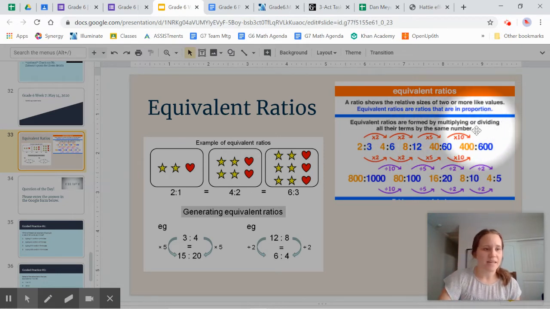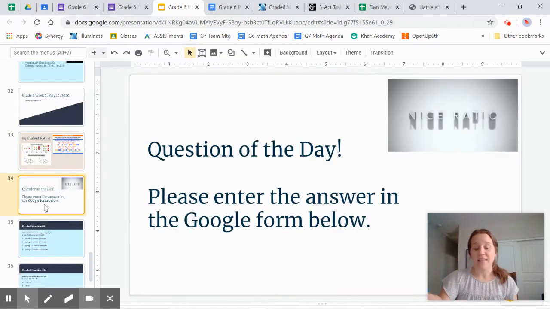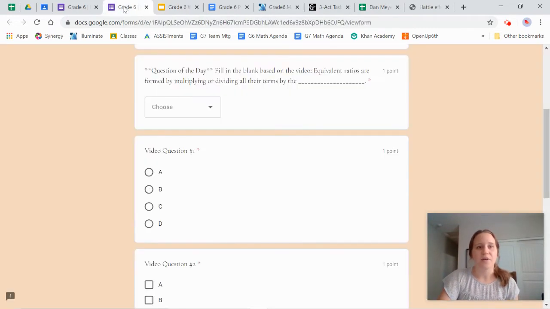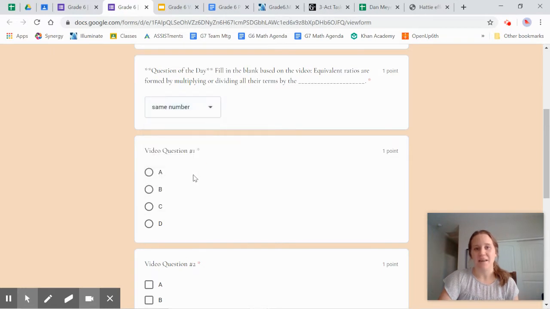Okay, I want you to pause here. Your question of the day today asks you to fill in the blank. So I just want to show you exactly what I mean. We're going to use this sentence and fill in the blank in our Google form. Equivalent ratios are formed by multiplying or dividing all their terms by the same number. Fill that in now.